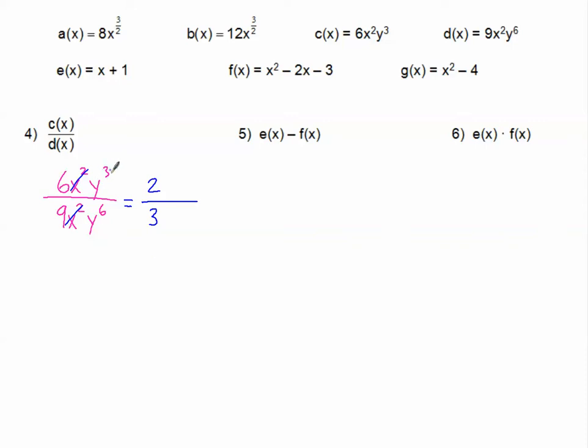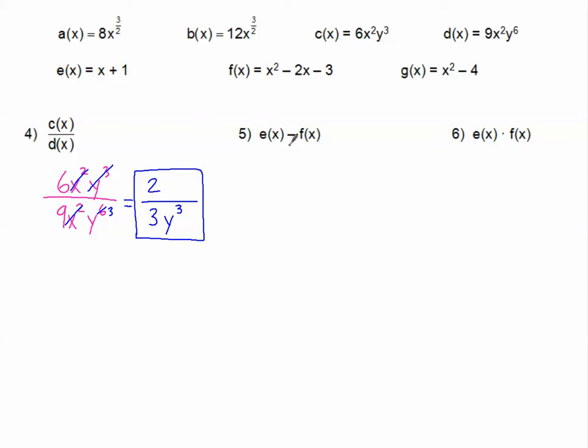I have 3 factors of y in the numerator and 6 in the denominator. So all 3 of these will go away and take 3 of these from the denominator away. But there still will be 3 factors of y in the denominator, and that's our final answer. We'll come back and talk about domain with this fraction in a little bit. Okay, let's look at number 5.